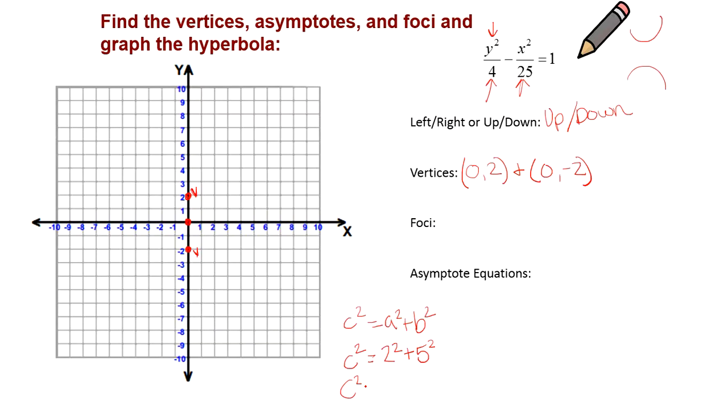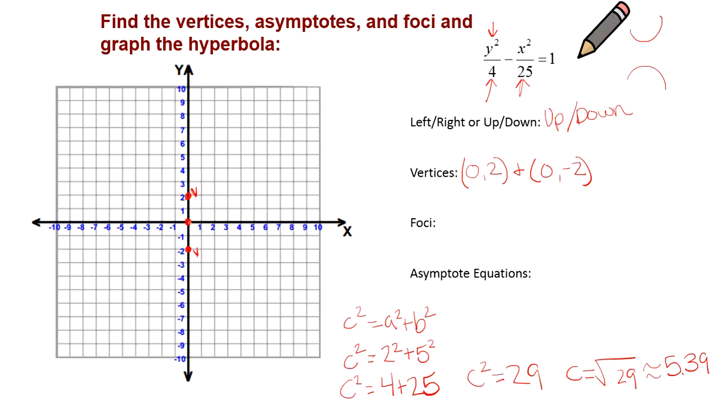So I got c squared equals 4 plus 25. So c squared equals 29, right? 4 plus 25. So c is the square root of 29. So my foci are a distance of the square root of 29 away from my center. And the square root of 29, quickly on my calculator, is 5.39.